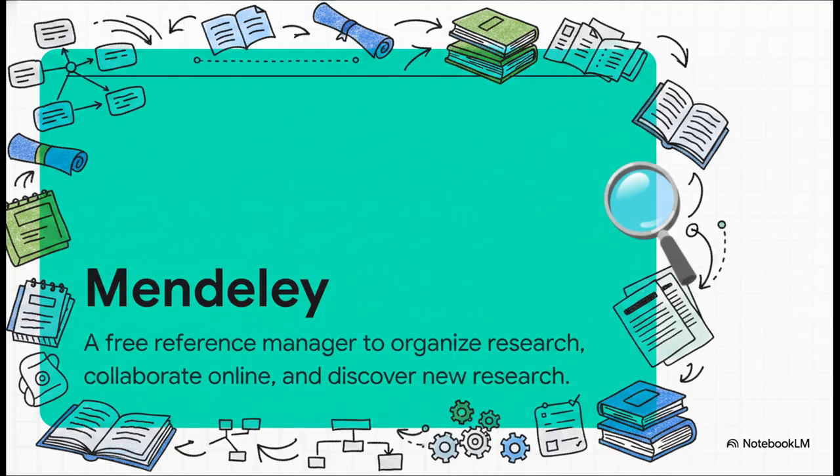Next up is a total lifesaver for any researcher out there: reference managers, specifically tools like Mendeley. Look, when you are writing a literature review, your citations are going to get messy fast. Mendeley is this amazing free tool that helps you organize your research documents, automatically generates perfectly formatted citations, lets you collaborate with peers online, and even helps you discover new related papers. Seriously, trust me on this one. Do not try to manage your citations manually. Let the software do the heavy lifting for you.